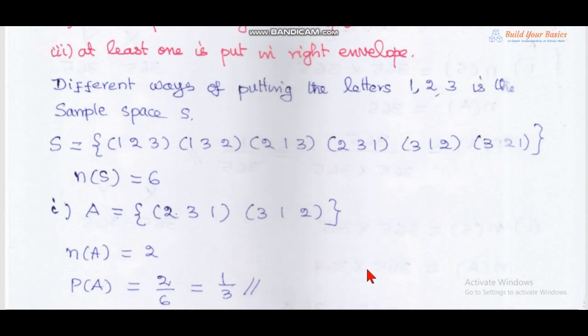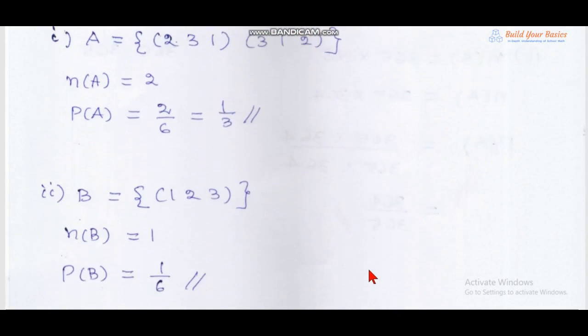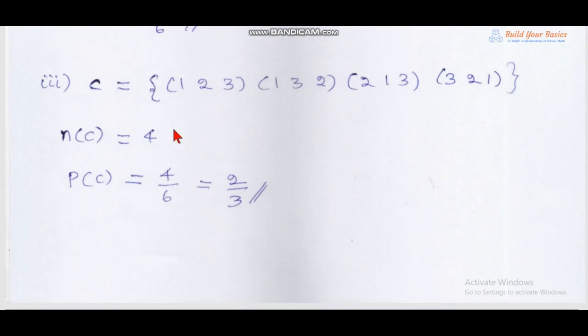Then third subdivision. At least one is put in right envelope. The event C is 1, 2, 3; 1, 3, 2; 2, 1, 3; 3, 2, 1. At least one letter is put in right envelope. Number of elements in C is 4. So the probability of C is 4 by 6. That is 2 by 3. That's all.